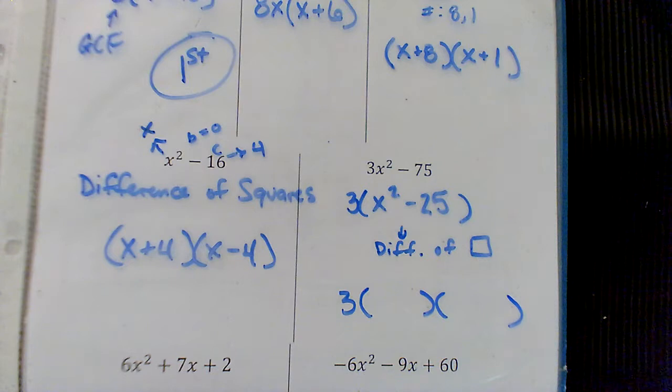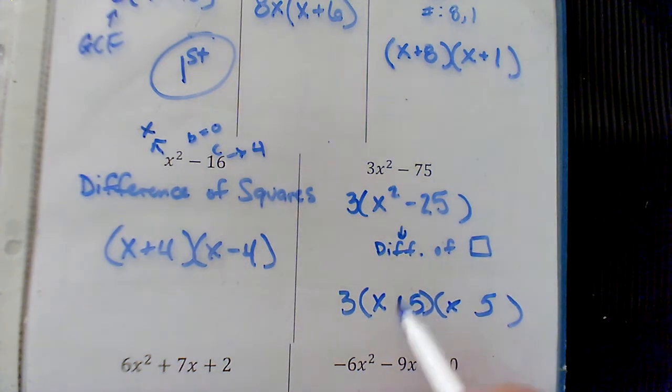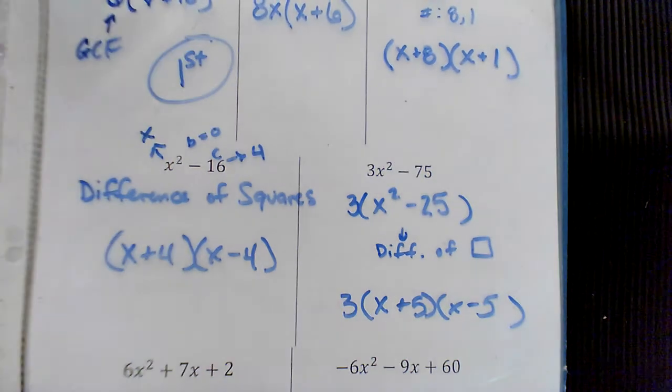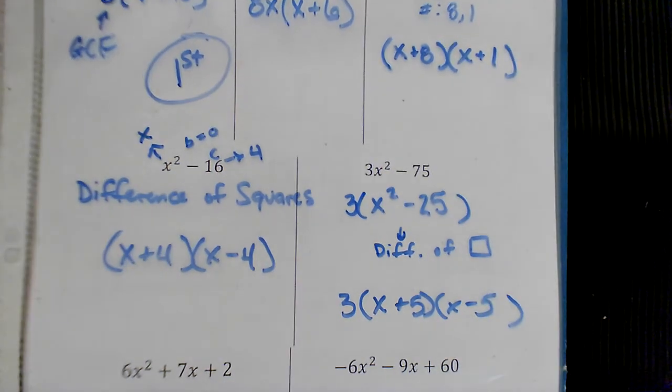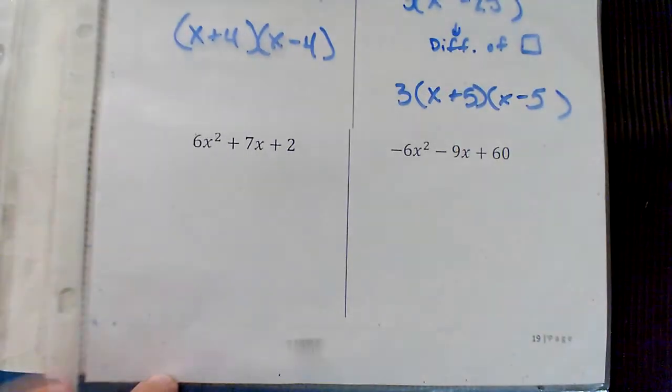So the perfect square of 25, we have 5. One's plus, one's minus. Okay, well, let's see. We'll see about the next one. Okay? We hanging in there, though? Okay? Let's try the next one.